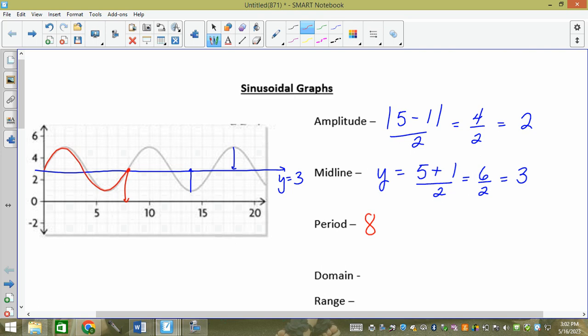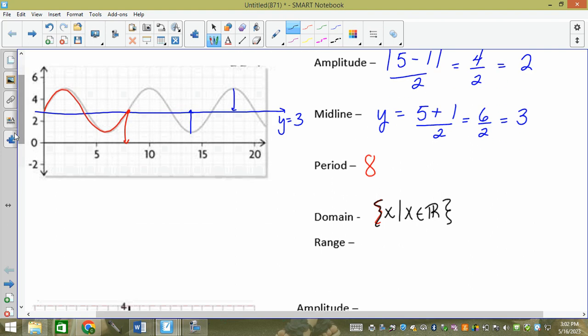What's my domain of every sinusoidal function? X such that x is in the real numbers. And my range is min to max with losers, right? So we do y such that my minimum, 1, is less than or equal to y is less than or equal to, remember, losers, slanted L's, low to high. So it's 1 to 5.